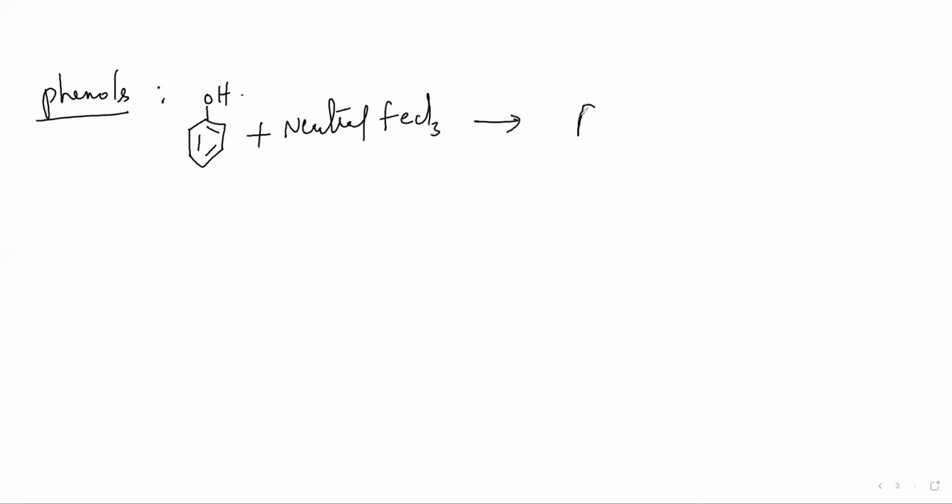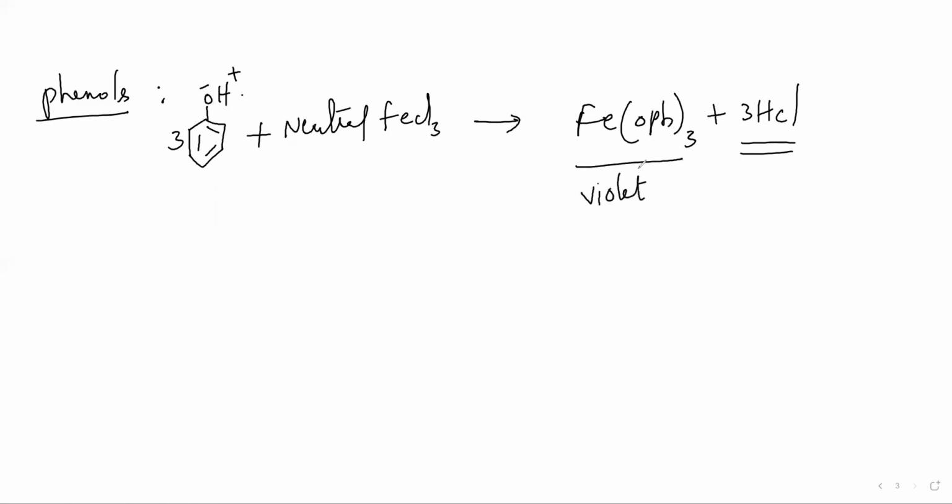we get Fe(OPh)3 plus 3HCl. Basically, the formed HCl is in the form of gas, so it will be in the form of H plus and Cl minus. Here Ph is nothing but what, students? The C6H5 group. So this is C6H5O minus and H plus. This H plus and 3 moles of Cl going out in the form of 3HCl, and the rest compound is this. This will be in the form of a violet colored compound.